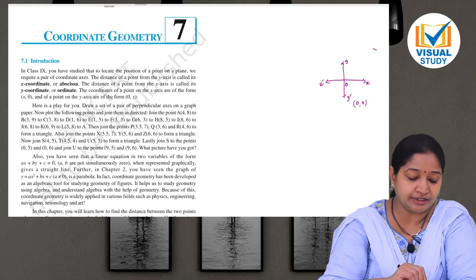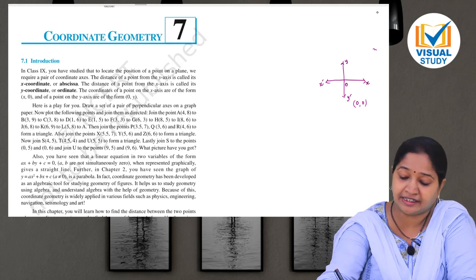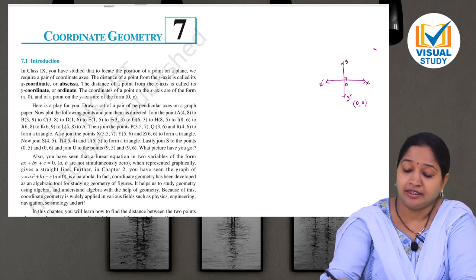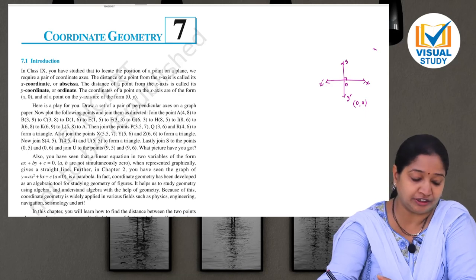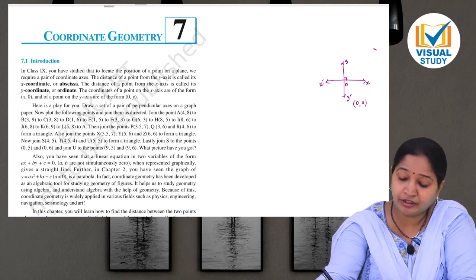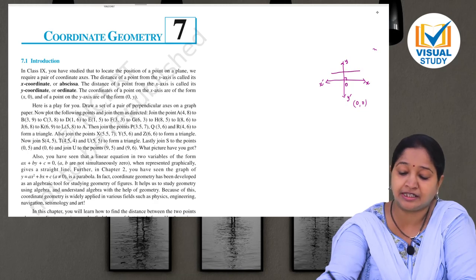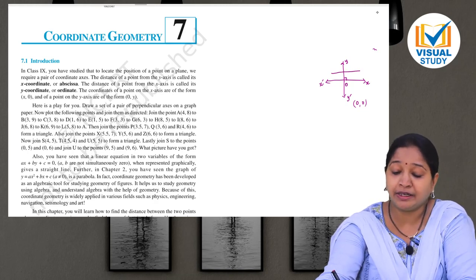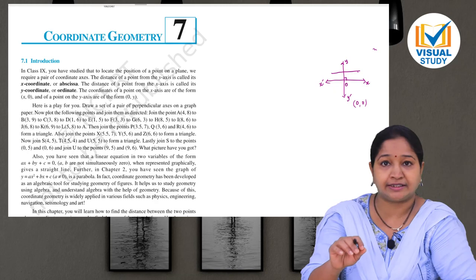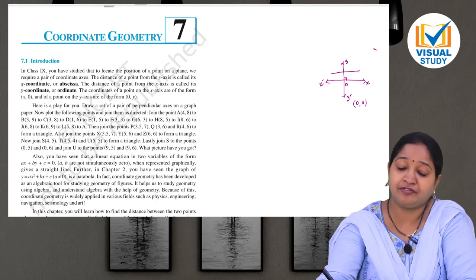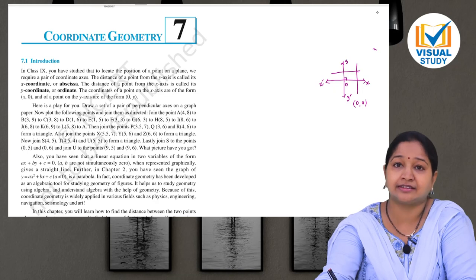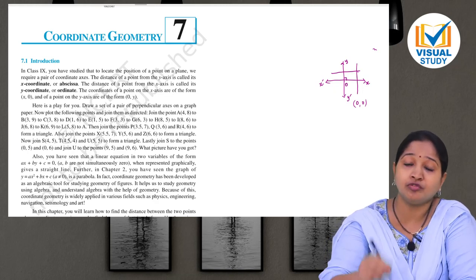The angle between the horizontal and the vertical axis is 90 degrees. So X and Y are perpendicular to each other. Any line perpendicular to the Y axis is parallel to the X axis. Suppose this is the line. This is perpendicular to the Y axis, but this line is parallel to the X axis. And if any line is perpendicular to the X axis, like this, then it is parallel to the Y axis.